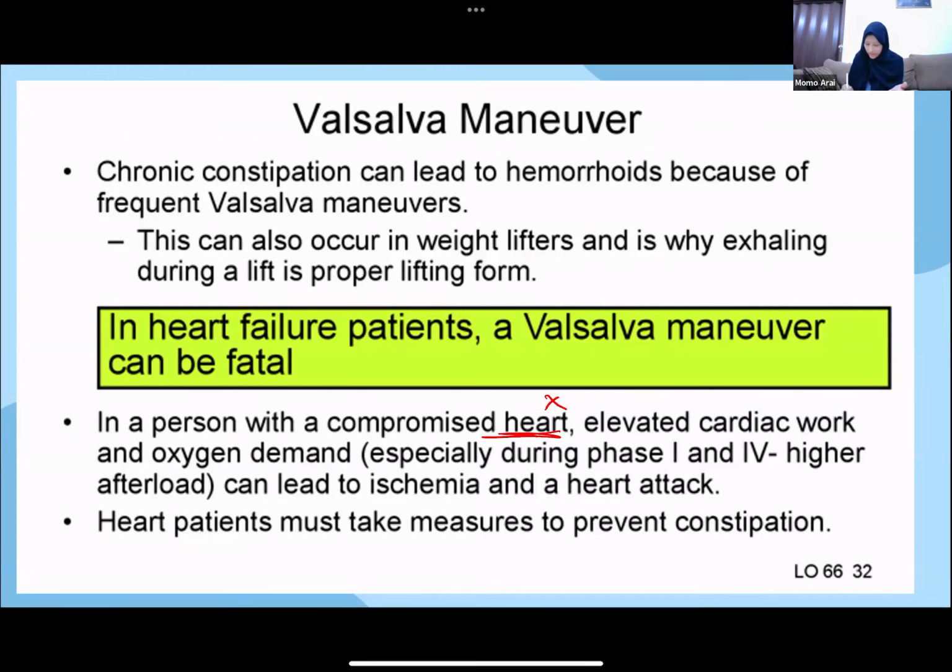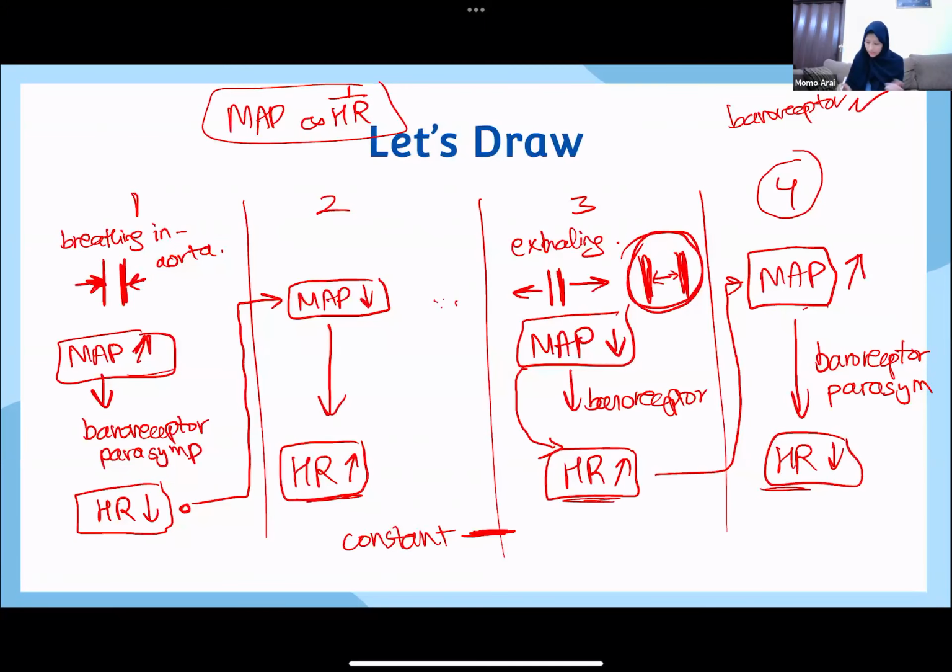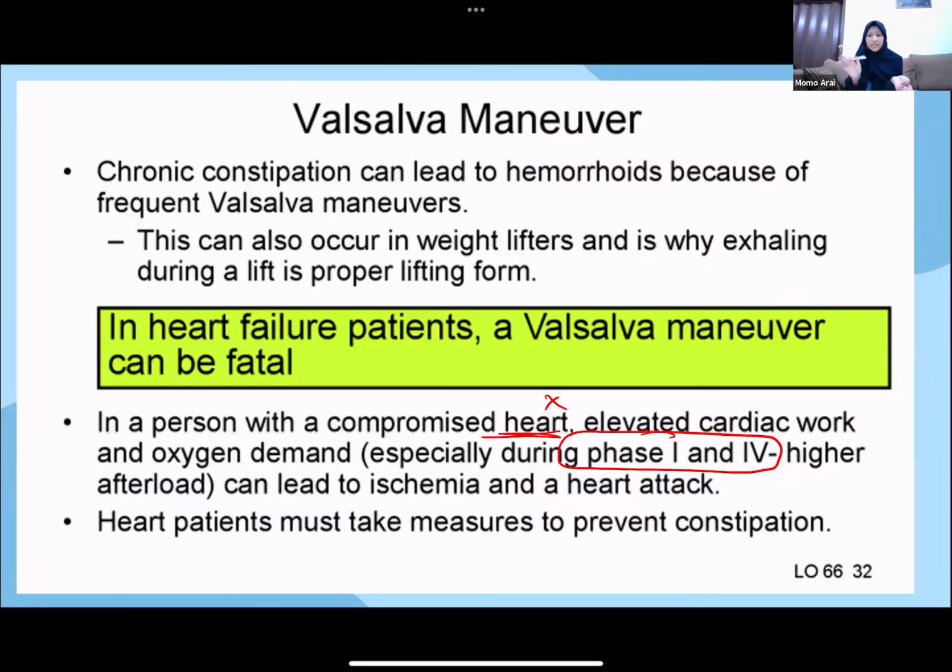So especially during phase 1 and phase 4, when MAP is high, that increases the work of the heart, which you don't want in heart failure patients. This higher force or higher afterload can lead to ischemia and heart attack. So for people suffering from heart failure or heart diseases, Valsalva maneuver can be very deadly and very dangerous. Again, they must prevent Valsalva maneuver.